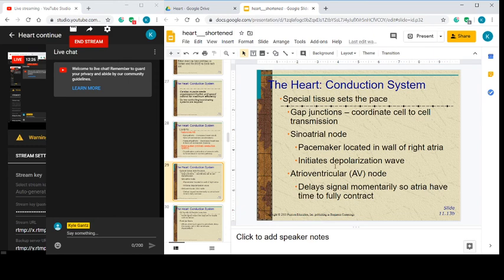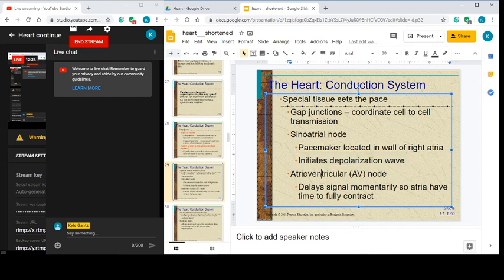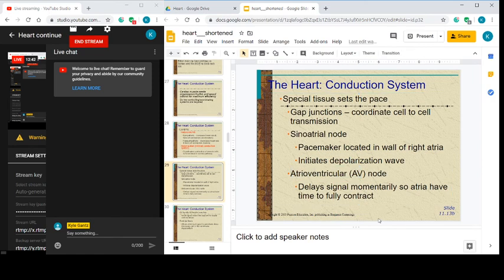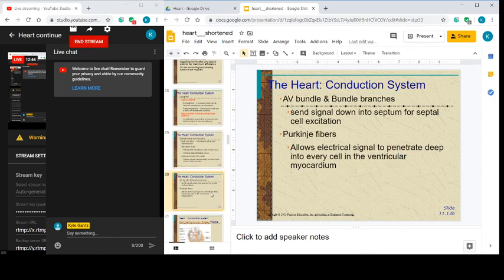So we talked about those three things, right? The SA node, the sinoatrial node, starts this depolarization wave. The AV node delays it so the atria have time to fully contract and empty. Okay? We have an AV bundle and bundle branches, which send the signal down the septum for septal cell excitation. And then we have something called Purkinje fibers, which allow electrical signals to penetrate deep into every cell in the ventricular myocardium.